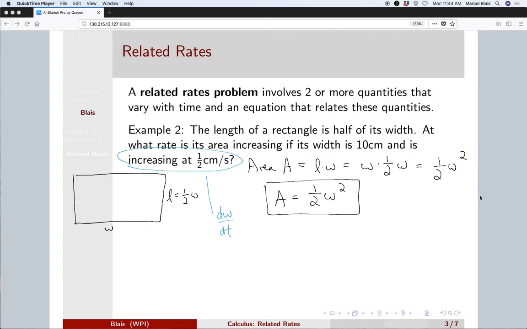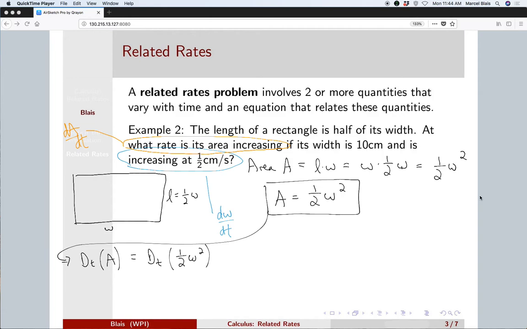And we're asked at what rate is the area increasing, and that is a rate of change of area in time. So given the variables that we defined, area and width, we see these rates are part of the question. And we now use implicit differentiation on this equation. So differentiate both sides with respect to t. So we say the derivative with respect to t of A is the derivative with respect to t of 1/2 w squared.